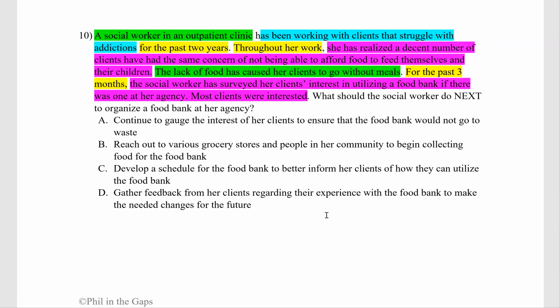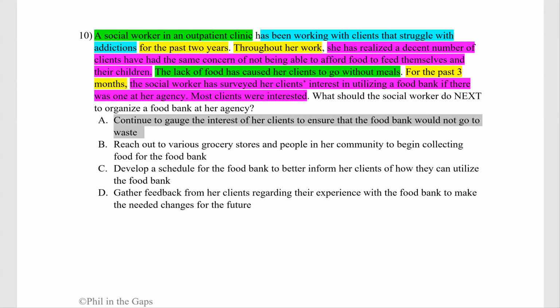For the past 2 years, she's realized a decent number of people have had the same concern: not being able to afford food, which caused them and their children not to be able to eat. And for the past 3 months, any length of time, hop on top of it because it paints a picture of what we're looking at. We started to survey our clients. If we had a food bank, would you utilize it? They're like, yes, please. We're super interested. We want to stop going without meals. So keep that in mind as we go through each answer choice.